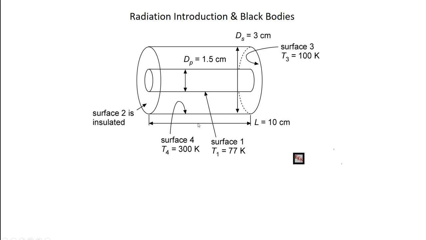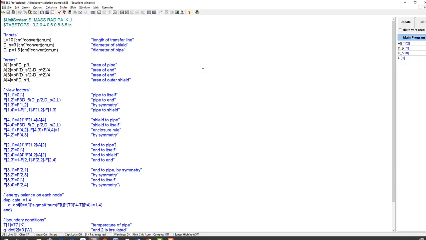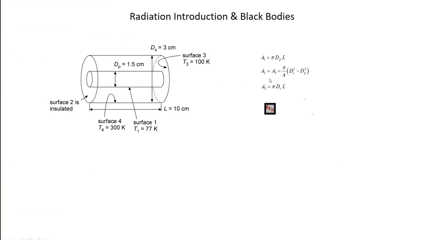So let's do this problem in EES. The first thing I did here in EES is just put in the geometry of the problem. These are my length, the outer diameter, and the inner diameter. The next thing I have to do is figure out all of my areas. Here you have to be very clear in your own head what each surface is defined as. So what is the area of the surface I'm talking about? Surface 1 is the outer surface of this inner tube, so that has area pi D L.